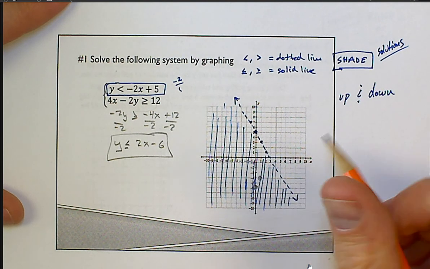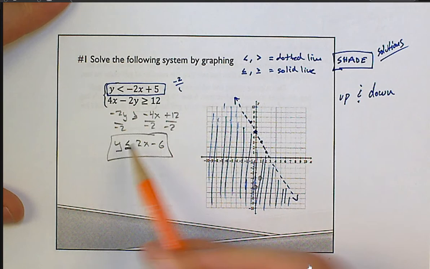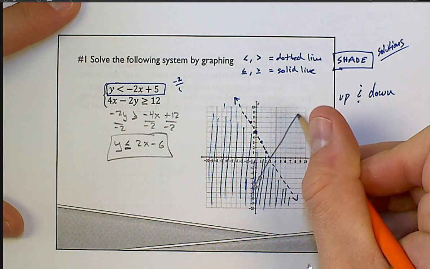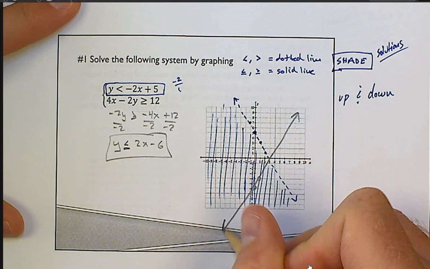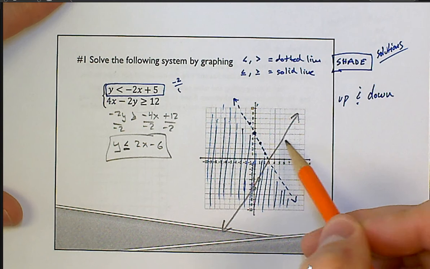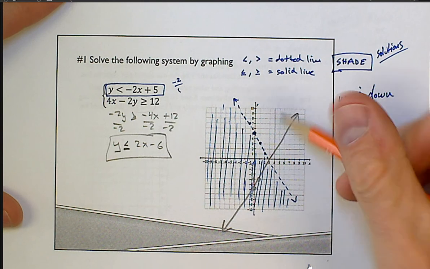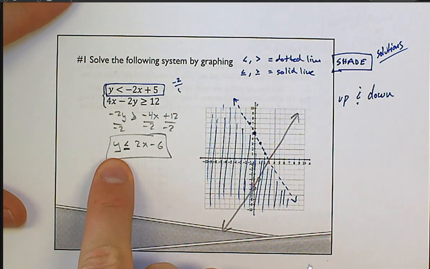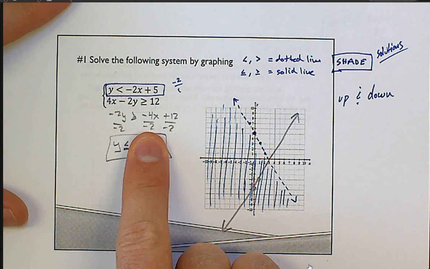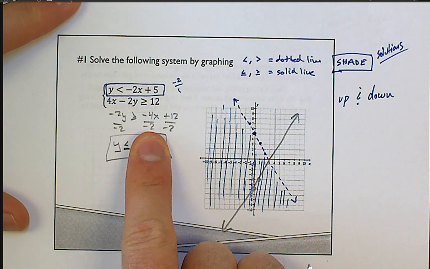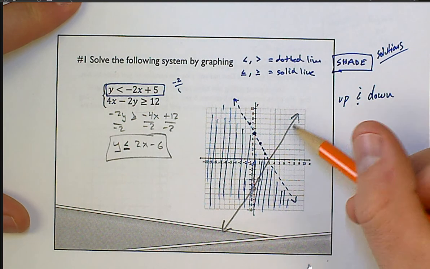And is this a solid or dotted line? Since it's got an "or equal to," this would be a solid line like this. And we have to shade this line. So again, I always think up and down. Since I have this here, I can just cover this part up. Y is less than. So less than means down.